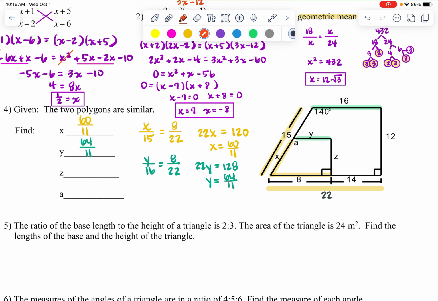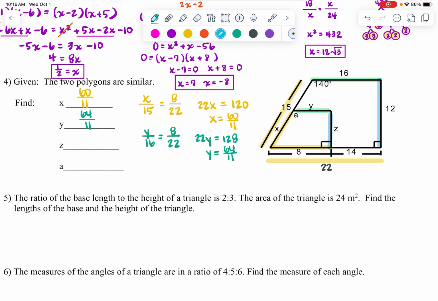All right, let's see. Next up, I'll use blue. We're looking for z. Okay, well, z corresponds to the 12. So I am going to do z is to 12. And again, I'm still going to use that 8/22. All right, so let's see. We're going to get 22z equals 96. And we're going to divide that by 22, which, what do you know, gives us another repeating decimal, right? But I'm going to hit math, enter, enter, and it's going to reduce that for me to 48/11.